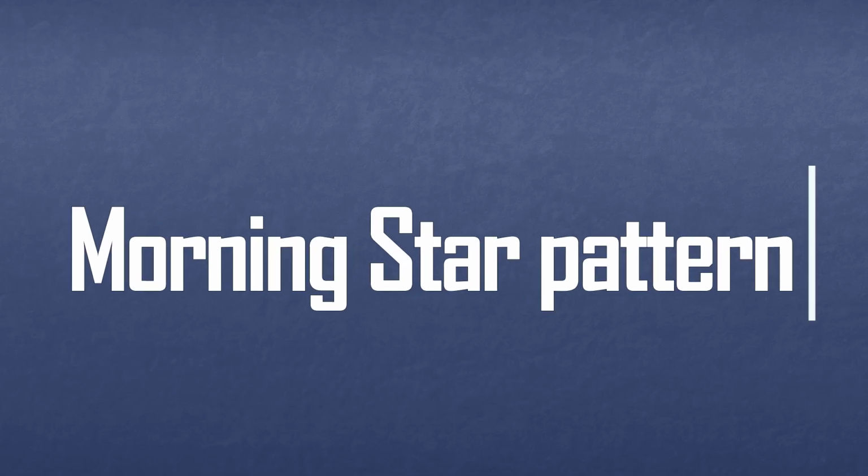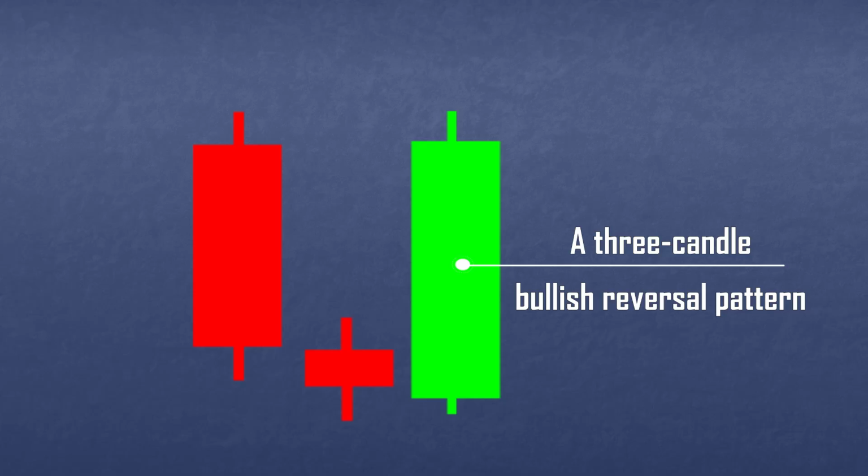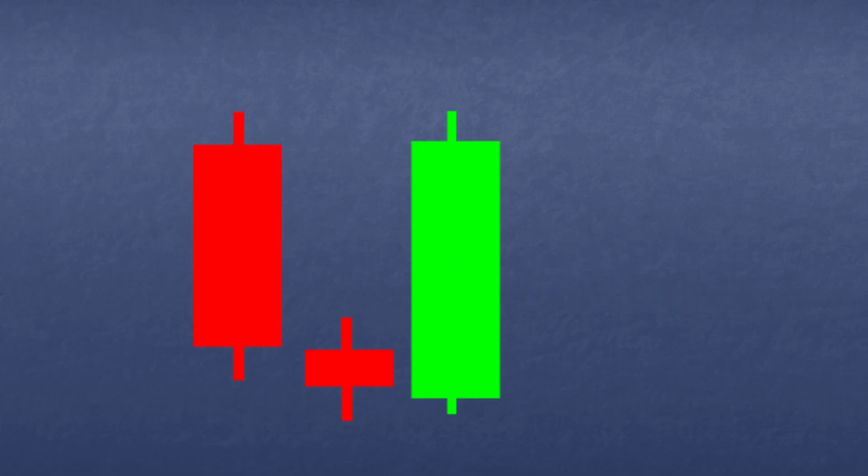Pattern number 6, Morning Star. The Morning Star pattern is a 3-candle bullish reversal pattern that signals a potential trend change from bearish to bullish. Key characteristics of the Morning Star pattern.